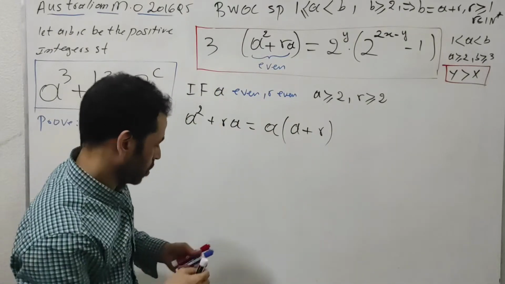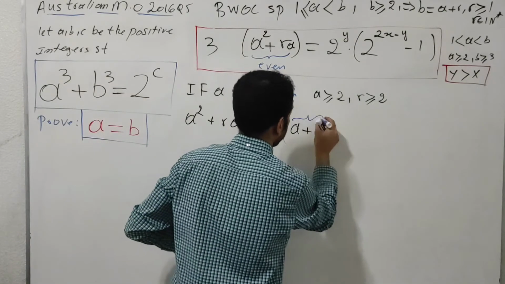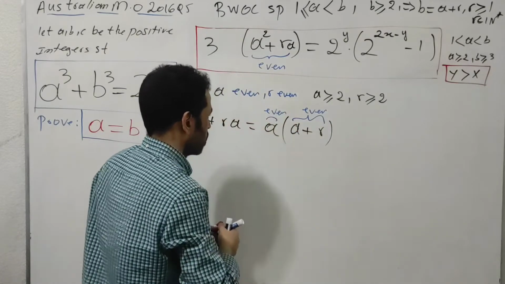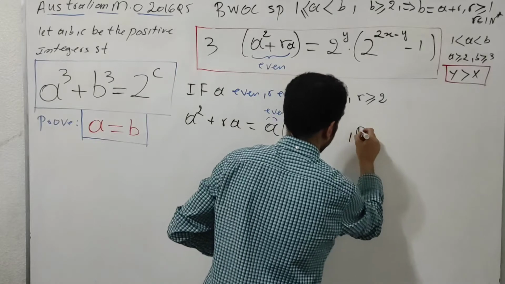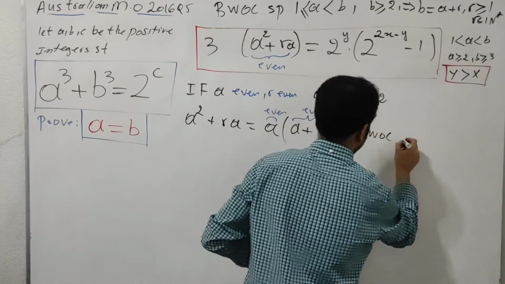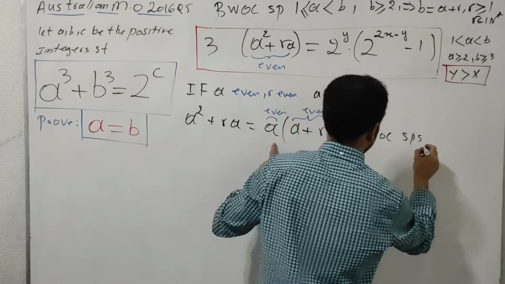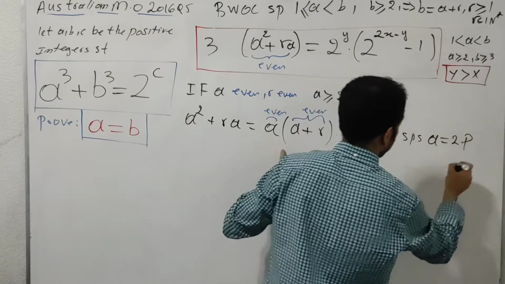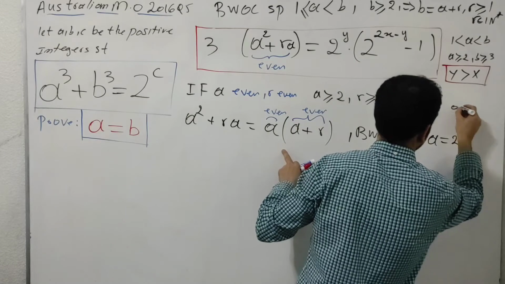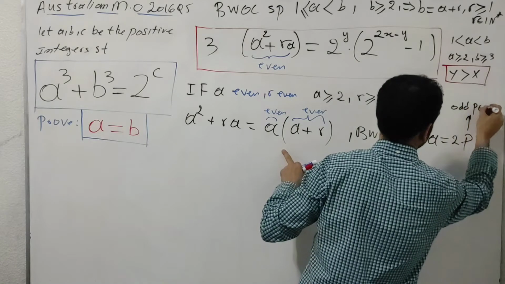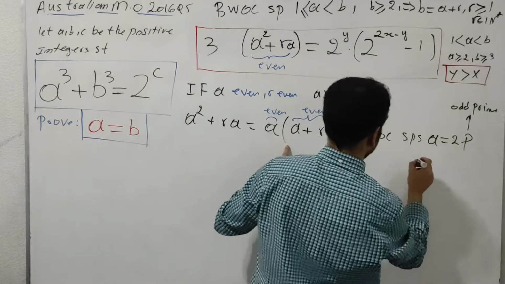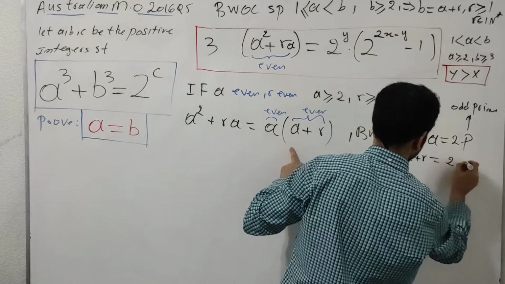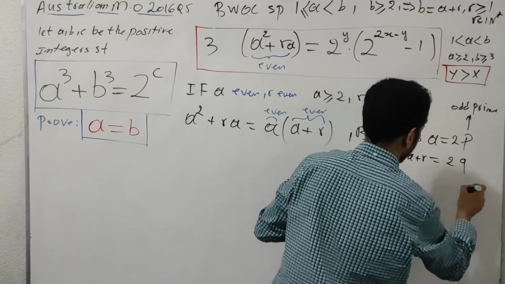Here is the thing. As we said, this is even. This is even as well. By way of contradiction, suppose a equals 2 multiplied by p, an odd prime, and e plus r equals q, an odd prime as well.